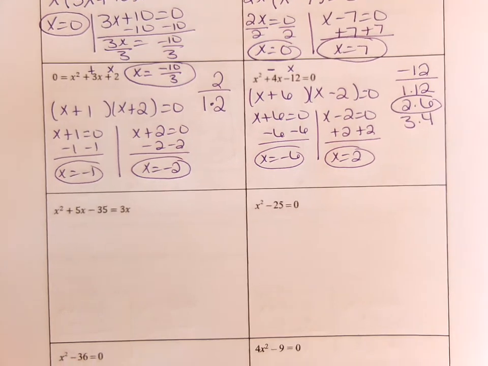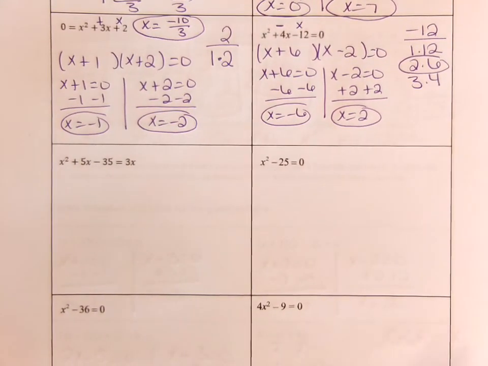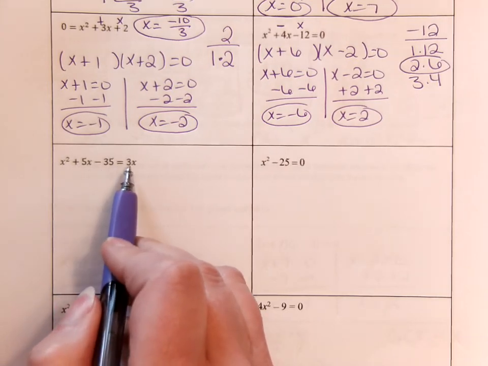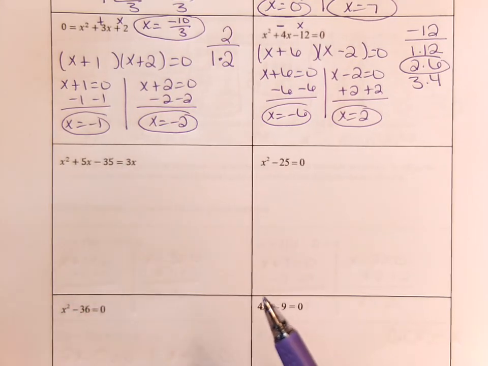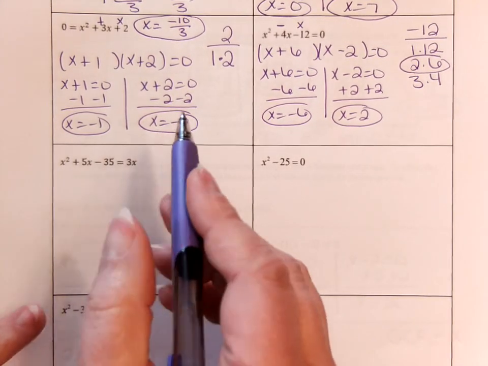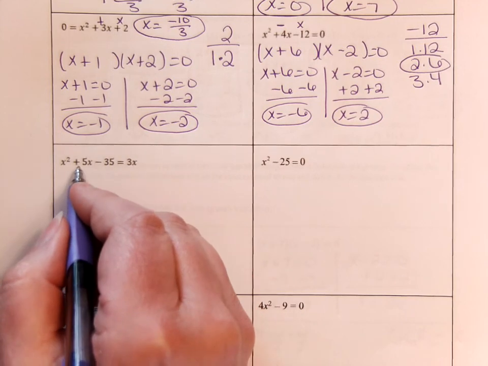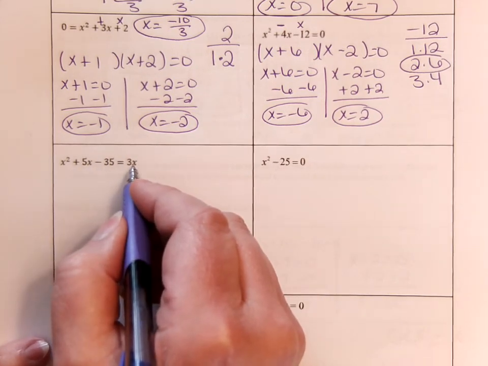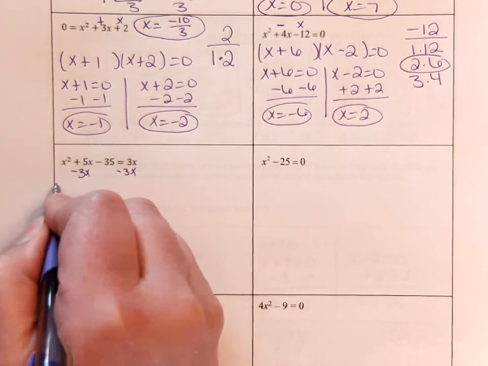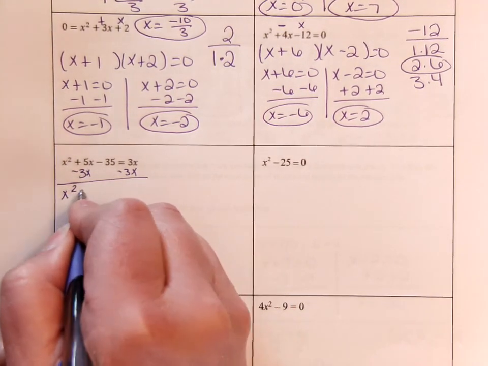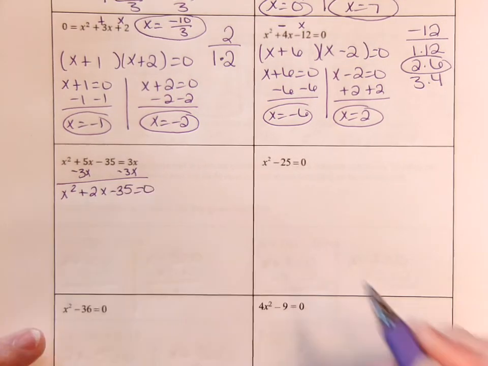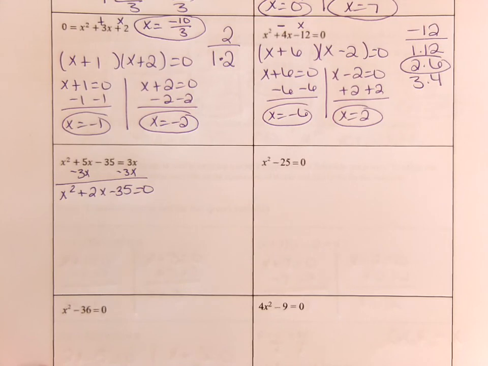One little trick on the next problem, and we have x squared plus 5x minus 35 equals 3x. It's not equal to 0, so we need to make sure it's equal to 0. So we need to bring this 3x over to the 5x. And when it's on the wrong side of the equal sign, we need to subtract it over. So we really have x squared plus 2x minus 35 equals 0. So same idea as the last one.